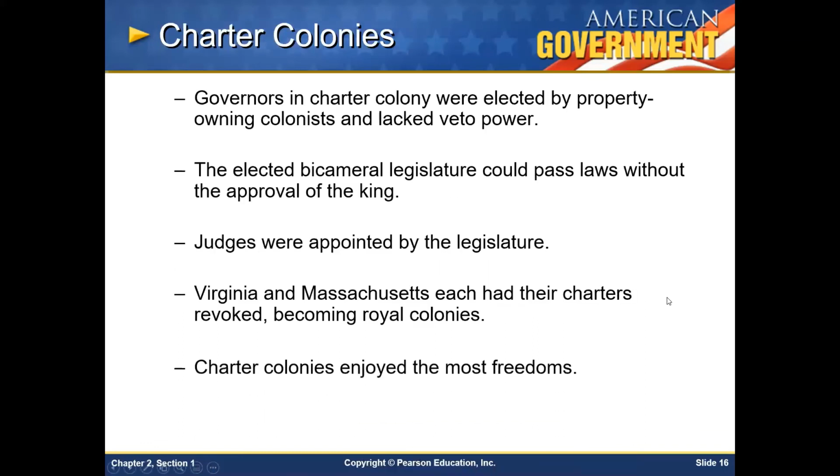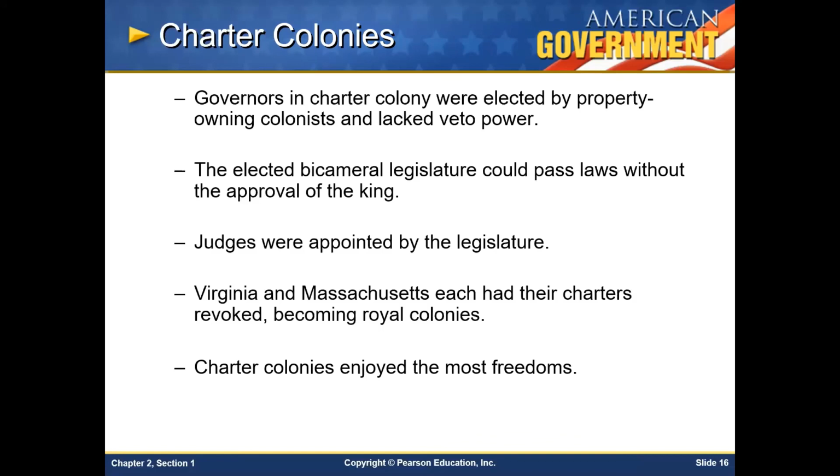Lastly, the charter colonies. The governors in the charter colonies were elected by property-owning colonists. So the citizens within the colonies picked the governor, and again, we put citizens very limited. You're talking white male property owners, and they lacked the veto power. Veto power is the ability to stop legislation that one of the houses passed. We'll talk about that power more when we talk about the United States Congress and the president.